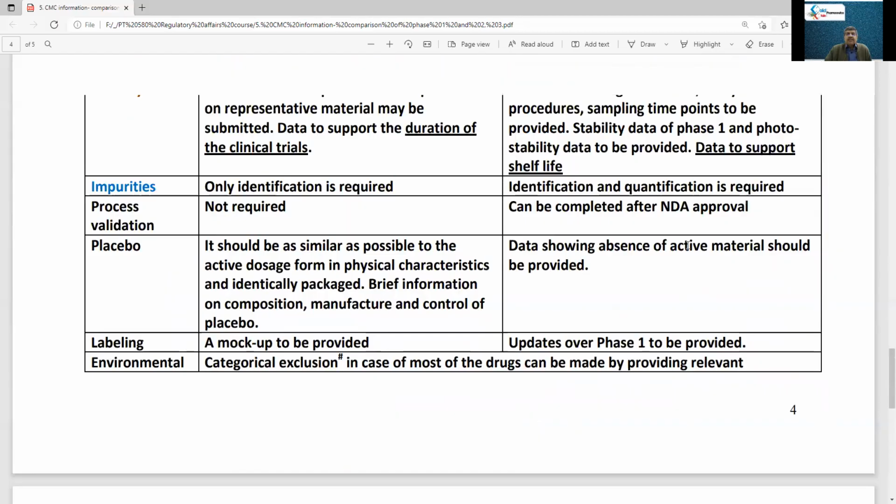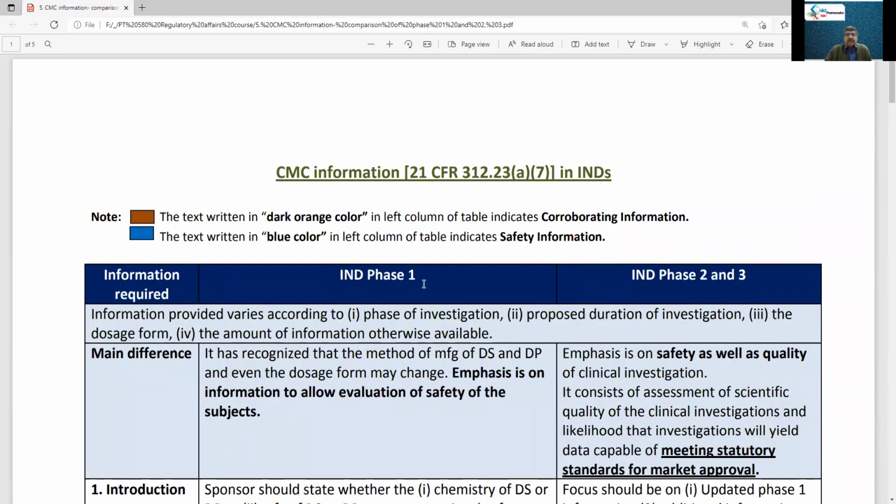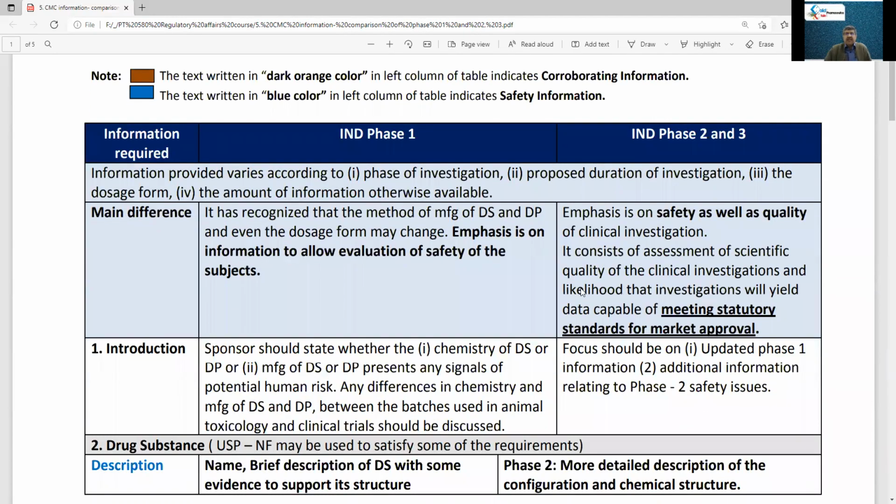So this is the comparison of the CMC information as it is present in the IND phase 1, while comparison has been made to the information which is given in phase 2 and 3 IND. So this is very important from the perspective of a formulation development scientist, because they are the ones who contribute to the CMC information, and this table gives them an idea of what the requirements of the CMC information are in phase 1 of the clinical trials and phase 2 and 3 of the clinical trials.